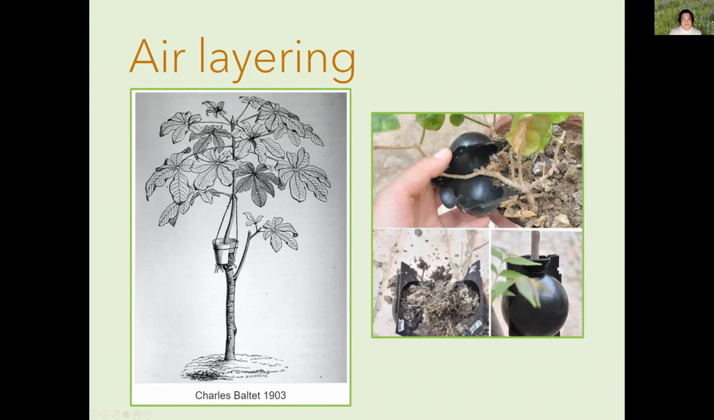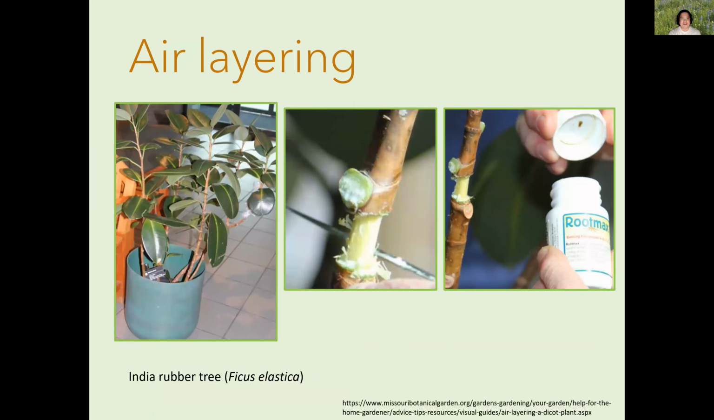You can see in this 1903 drawing, there's a pot right on the stem, and there are roots growing right into that pot, such that you can cut under the pot and then move that plant elsewhere. And you'd still have the original plant, the original stem at the bottom, plus a second plant that is now rooting in the pot. There are little fancy devices where you can do this, but air layering actually is not that complicated. So let's look at one example.